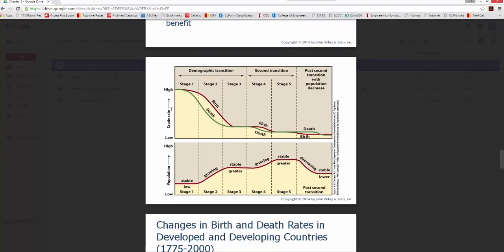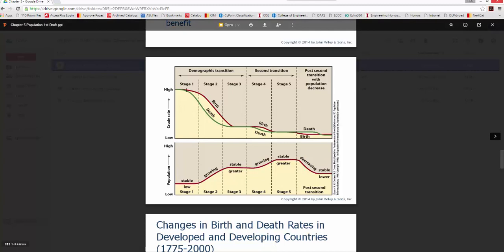So you've got the crude rate here, both of birth and death rate, birth here in red, death in green, and then you have population going from low to high. So if we look at stage 1, this is the original demographic transition, stages 1 through 3. We look here when birth rates and death rates are equal, which they are right here from early stage 1 to about the middle part of stage 1. We see that there's very little population growth. It begins to become very stable.